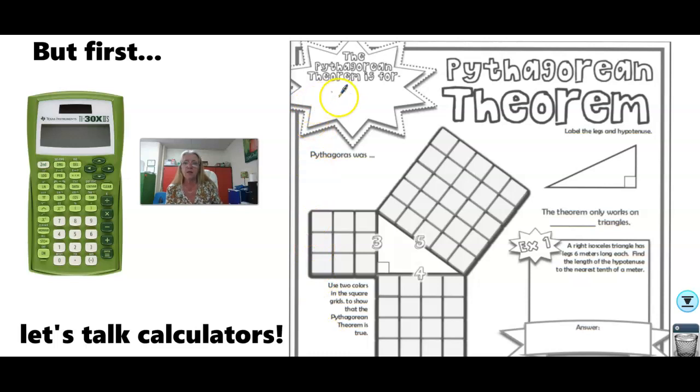The Pythagorean Theorem is for finding a missing side of a right triangle. Now, what's a right triangle?